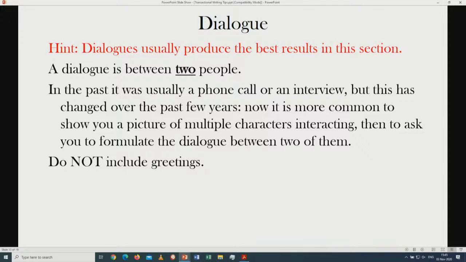Dialogues, no greetings. It mustn't be stuff like, knock, knock, knock on door. Please come in. Door opens. Hello, how are you? I am fine, how are you? I am fine also, please sit down, etc., etc. You've got 150 words. Don't waste a single one of them. Get straight to the topic.